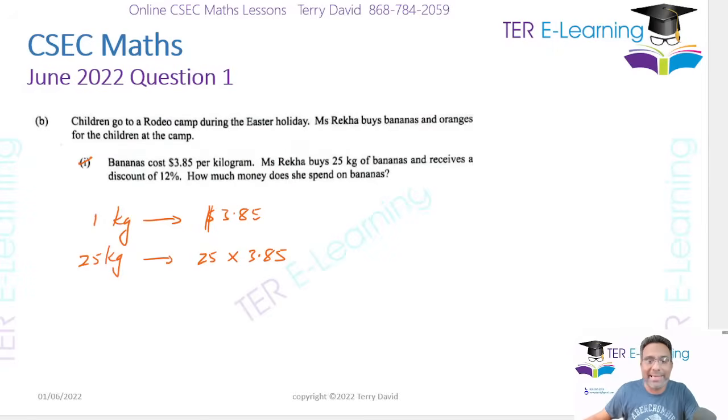and I'm going to get 96. So this here is going to be $96.25, right? Now that's the amount of money that she has to pay for the bananas. However, she's getting a discount of 12%.